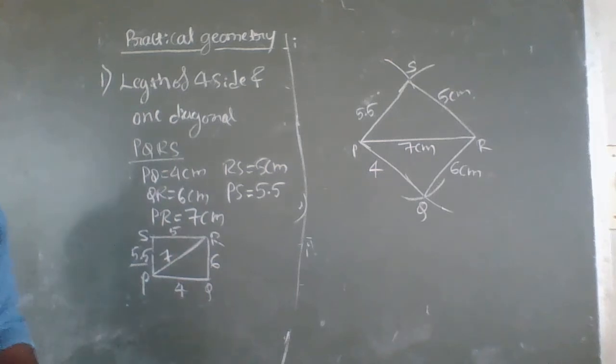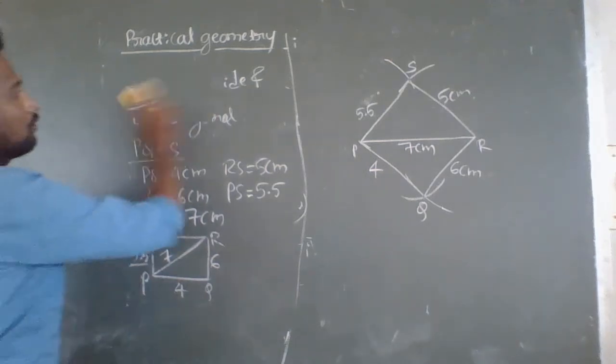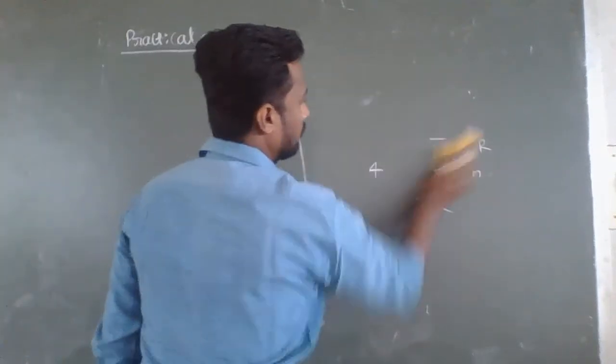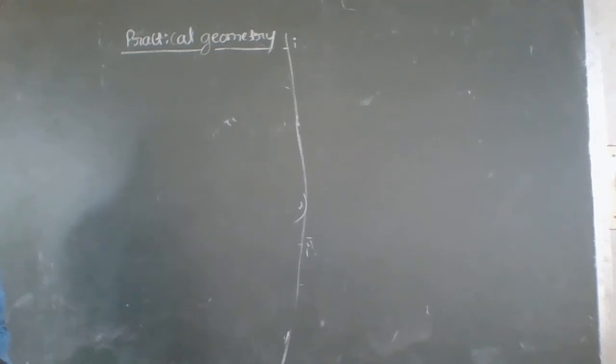In the second example, what they have given here is the length of three sides and diagonals are given.